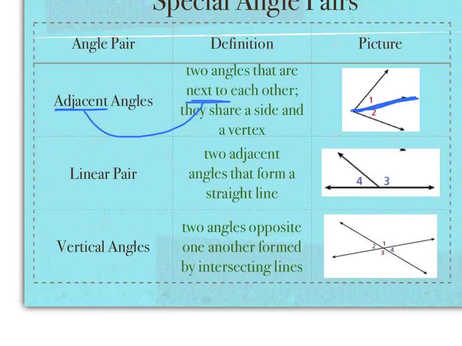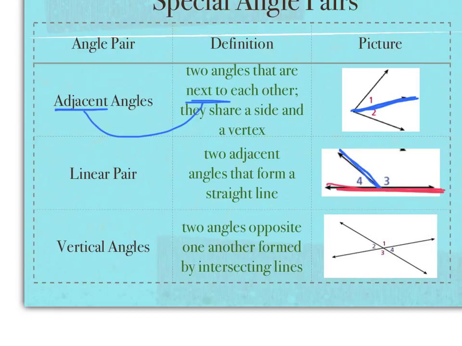Linear pair is a special kind of adjacent angle. It's a pair of adjacent angles where the sides that they don't have in common, so here's that side that they do have in common, the sides that they don't have in common make a straight line, which means they add up to what? 180. Yeah. And that means those two angles, what else could we say about them? If they add up to 180, they must be supplementary. So every linear pair makes supplementary angles.